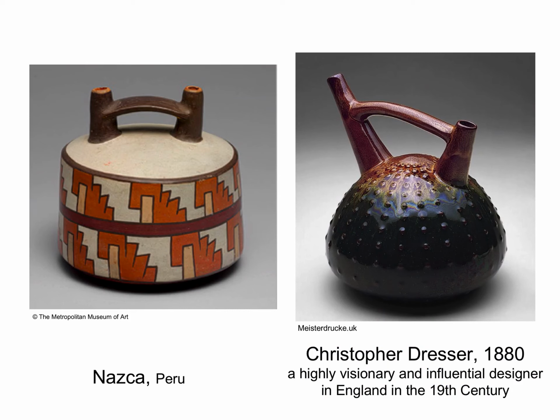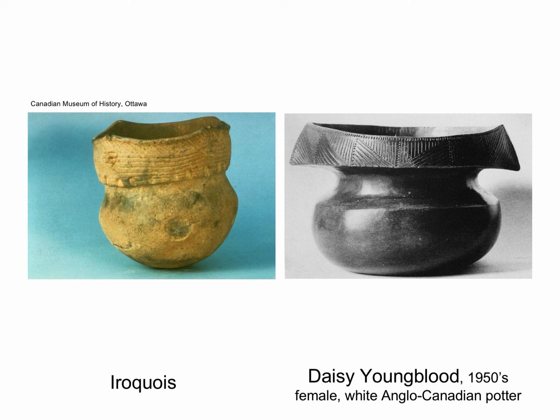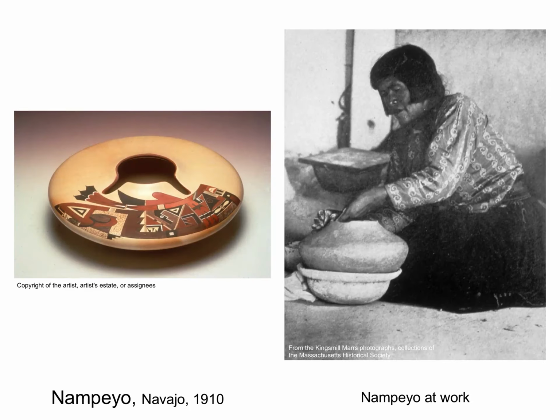So pre-Columbian cultures like the Nazca cultures of Peru and many other pre-Columbian cultures also have their own classical tradition. And again, those were tremendously influential, and a designer like Christopher Dresser, working in 1880 in England, was greatly influenced by those types of wares. The work of First Nation cultures from North America, the Iroquois and many others, have been reinterpreted as well by many makers all the way to today, Daisy Youngblood being one of them.